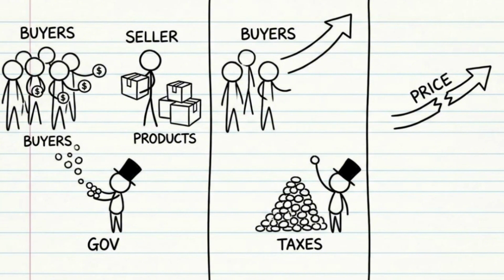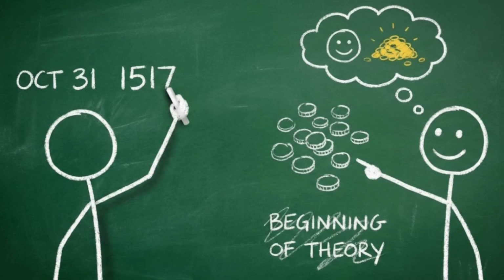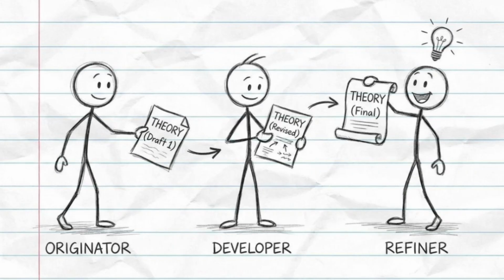This physical reality is closely tied to a concept called the quantity theory of money, the oldest surviving theory in economics. As far back as 1517, the Renaissance mathematician Nicolaus Copernicus originally formulated the theory. It was later developed by prominent thinkers like John Locke and Irving Fisher.